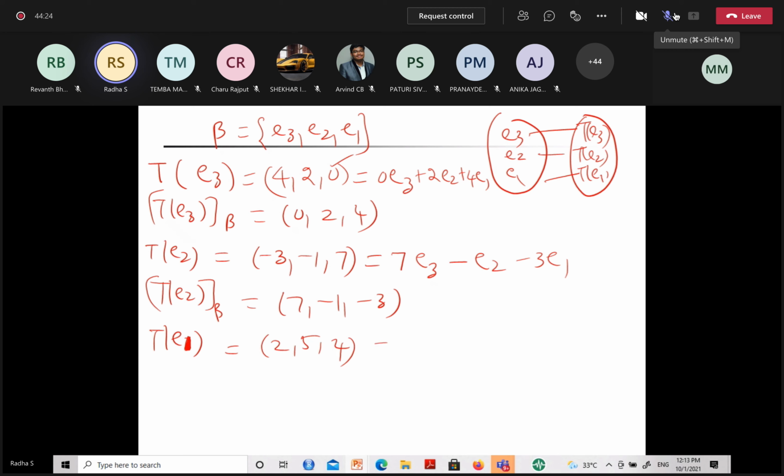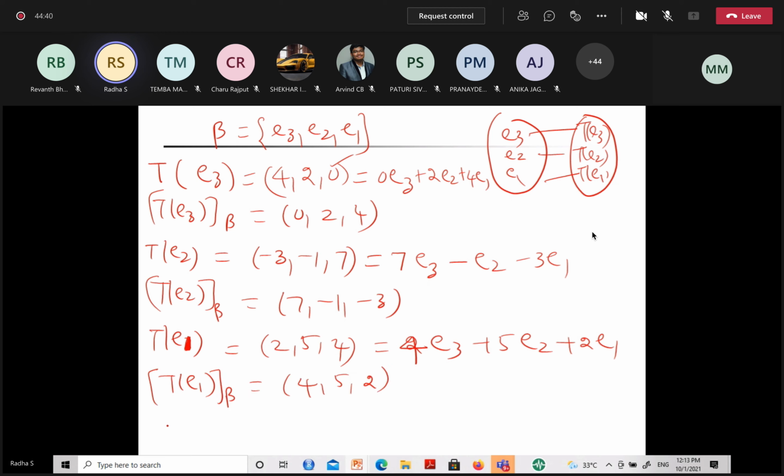So this is 4 times E3, 5 times E2, 2 times E1. So T of E1 with respect to beta is 4, 5, 2. So the matrix T beta, that is T of beta to beta, has the order changed: 0, 2, 4 is the first column.